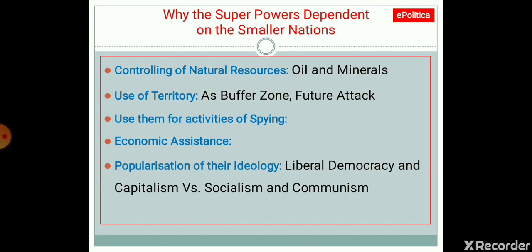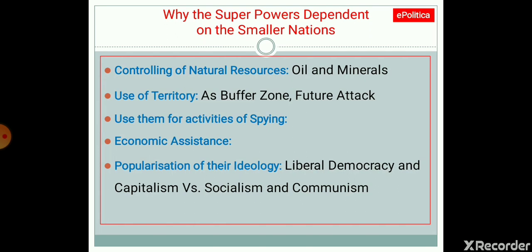Number two was use of territory. Now, as you all know, sometimes due to the geopolitical or geostrategic location of one country, they cannot directly confront the opponent country in a future war. For that, they tend to depend on the territory of other countries. So many a time in international politics, the superpowers use neighboring countries or another superpower as a buffer zone, or they use it for a future attack.